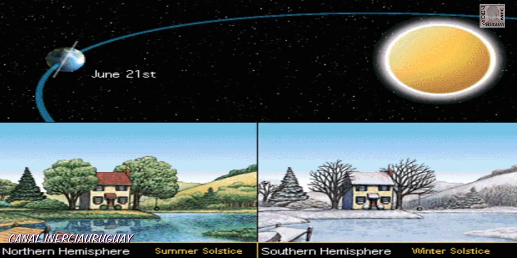A quarter of a year later, on June the 21st, the Earth's northern hemisphere is now tilted towards the Sun, receiving more solar energy while the southern hemisphere receives less. This creates the northern hemisphere's warm summer and the southern hemisphere's cold winter.